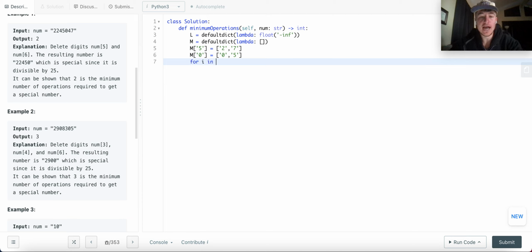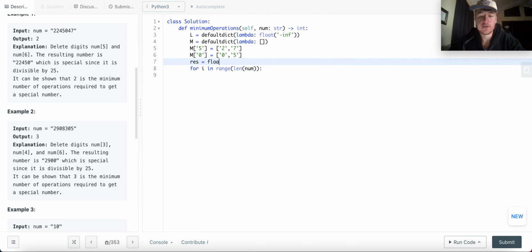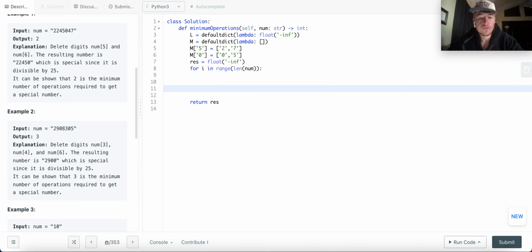Well, we're going to look at each i in the range length of num, just like we did in the other thing. And then we're going to try to find matches, right? So let's say res is our solution to begin with, because we want to find what our solution is. We'll say float negative infinity, and at the end we'll return res. This is what I'm updating to try to look through and see what my best option is.